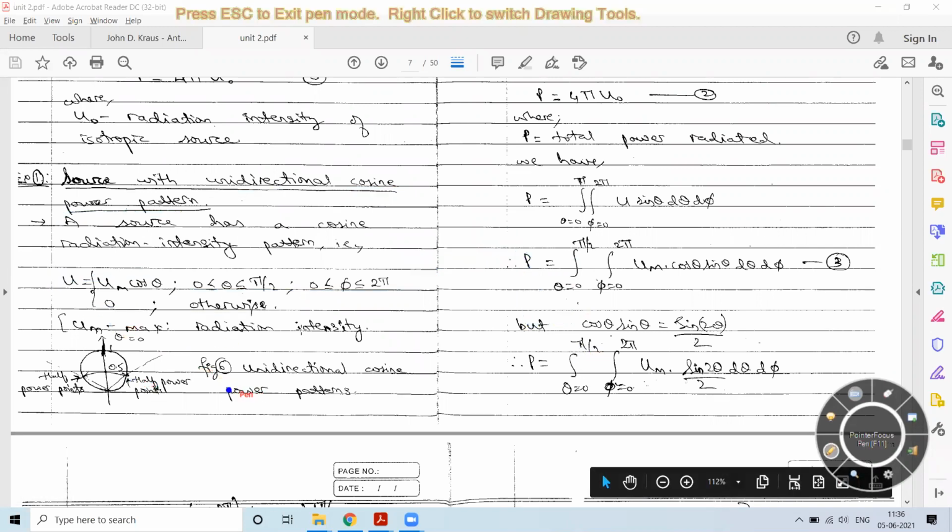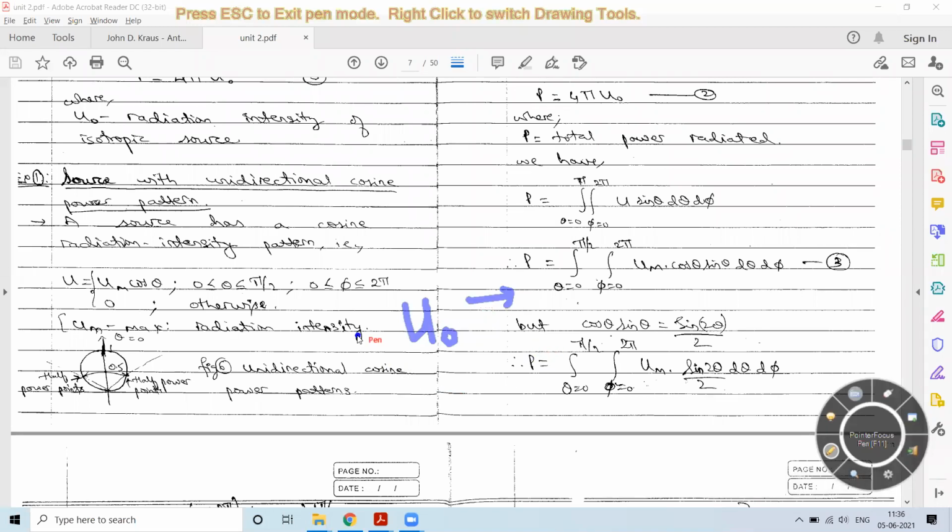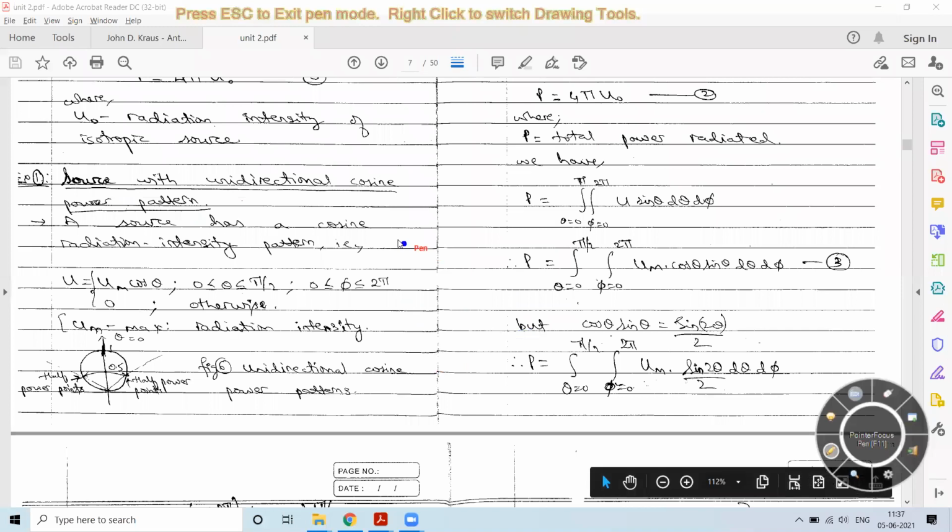Next assumption we look at is that U naught is the average radiation intensity which is emitted by the antenna under consideration. When we consider this case, we are assuming that this is the radiation intensity which will generally be emitted by the isotropic antenna. So the average value of radiation intensity will be equal to the radiation intensity being emitted by the isotropic antenna.